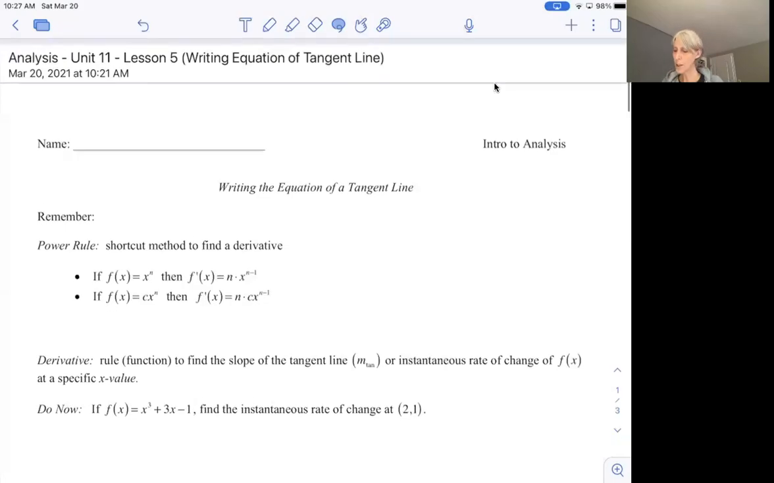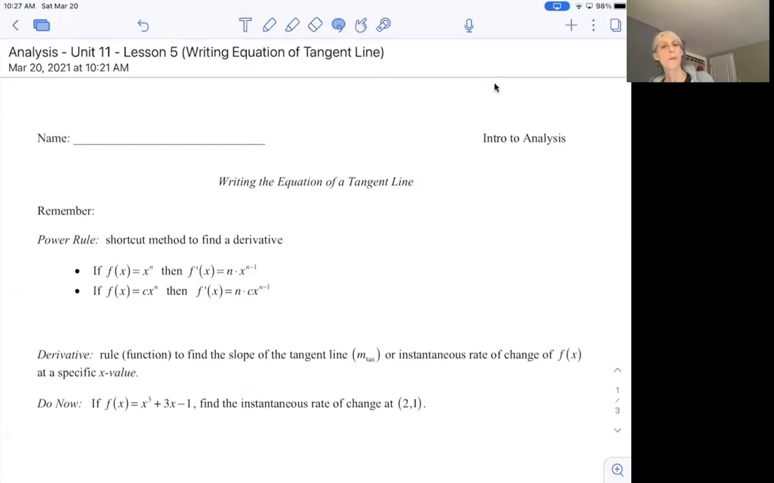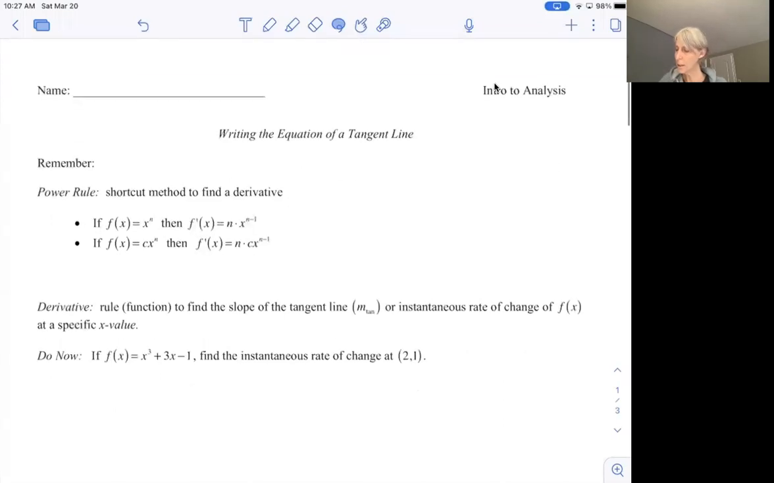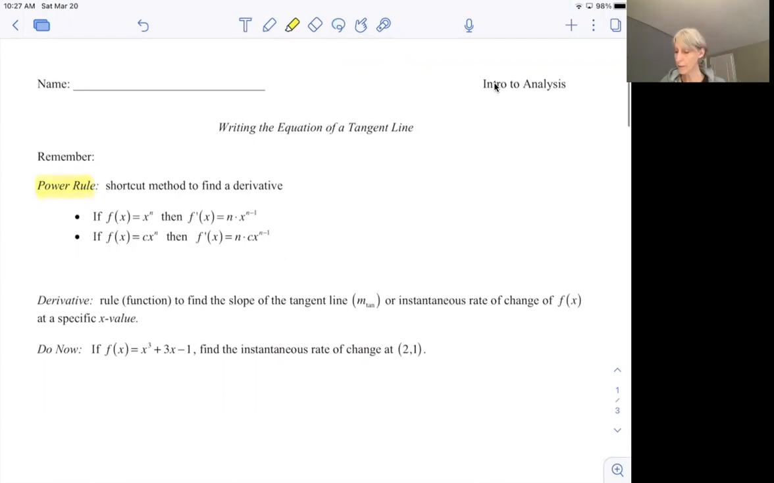Hi, guys. Today we're on Unit 11, Lesson 5, and we're going to be writing the equation of a tangent line. Before we begin, we just want to go back to yesterday's lesson. Remember that yesterday we introduced something called the power rule, or the shortcut method for finding a derivative.